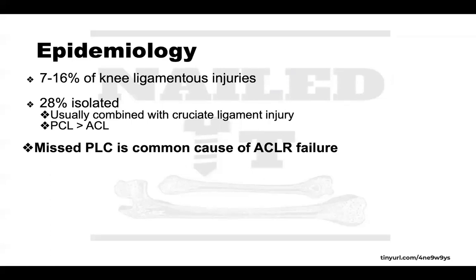Posterolateral corner injuries represent 7 to 16% of knee ligamentous injuries. 28% of them are actually isolated. Most of the time they're combined with cruciate ligament injuries. We see them more combined with PCL compared with ACL injuries. It's important because when we look at causes of failure, we've talked about different causes of ACL reconstruction failure in some past podcasts, but missing posterolateral corner injuries is actually a common cause of reconstruction failure. So it's important to recognize these.